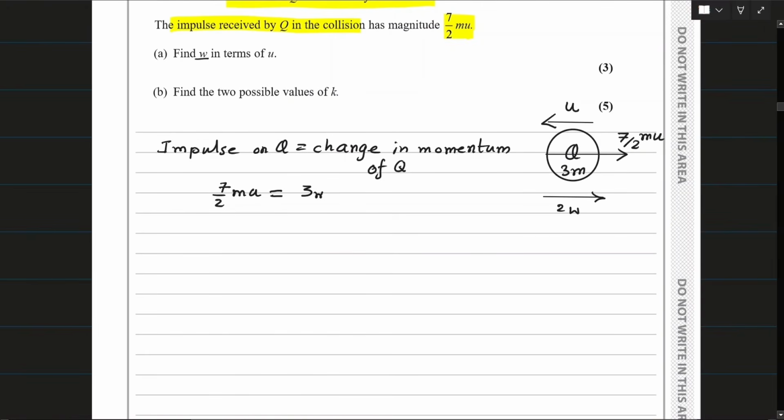So we have mass of 3m and velocity after the collision is 2w, and we subtract the momentum before the collision from this. So momentum before the collision is 3m, the mass, and u. The direction of u, the velocity before the collision, will be negative. The reason for this is I have considered this direction as the positive direction. So this makes our initial velocity negative, so I've used minus u here. Now we simplify.